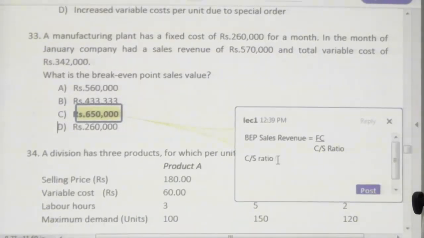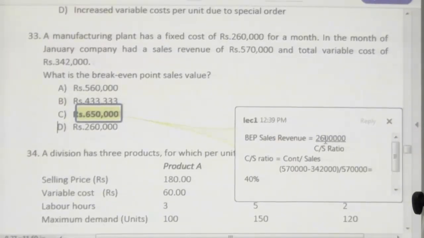How can you calculate the CS ratio? To calculate the CS ratio, you need to divide contribution by sales value. How? To calculate contribution, take the 570,000 sales value minus 342,000 variable cost. Now you have the contribution. Then divide by 570,000. Now you have your contribution to sales ratio as 40%, right? This is your contribution to sales ratio. Now divide the fixed cost. How much is the fixed cost?